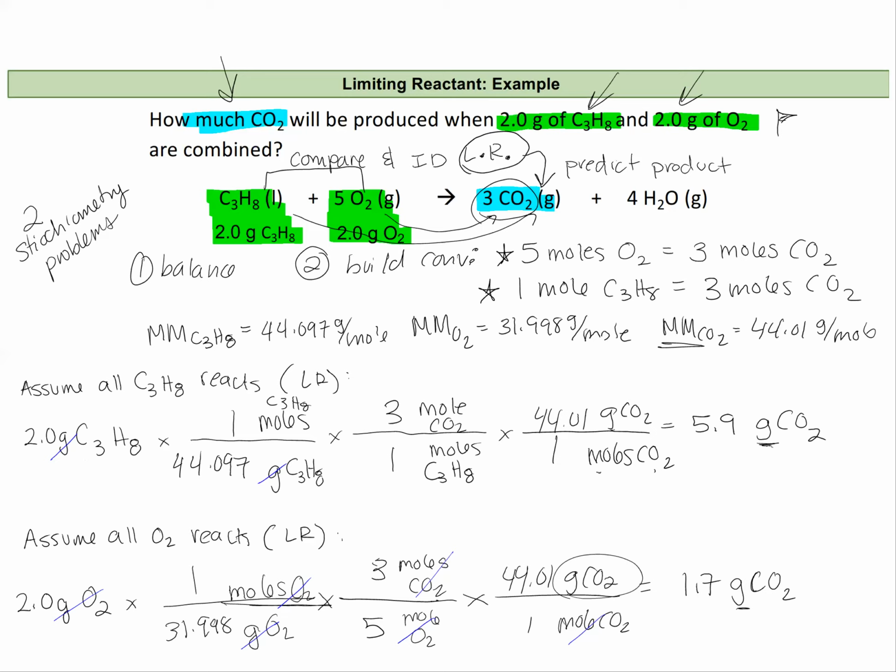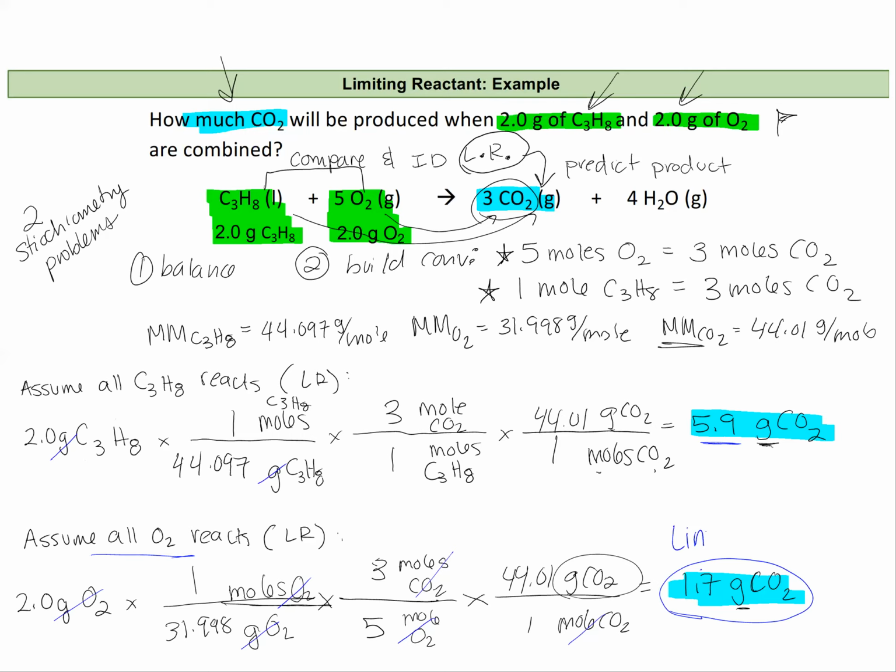And here's where I do my comparing. If all of my propane reacts, I'll produce 5.9 grams of carbon dioxide. And if all of my oxygen reacts, I'll produce 1.7 grams of carbon dioxide. So after I have 1.7 grams of carbon dioxide form, I'm completely out of oxygen, which means there's no oxygen left to continue making the remaining carbon dioxide that can form from my propane.